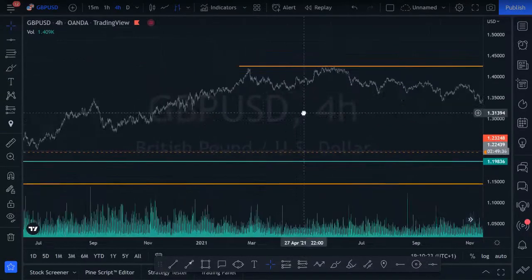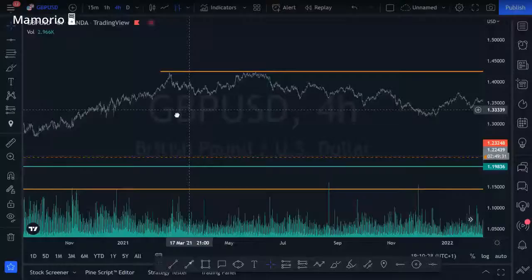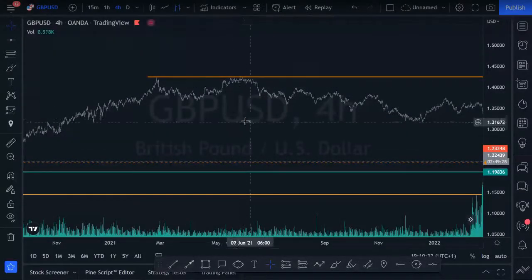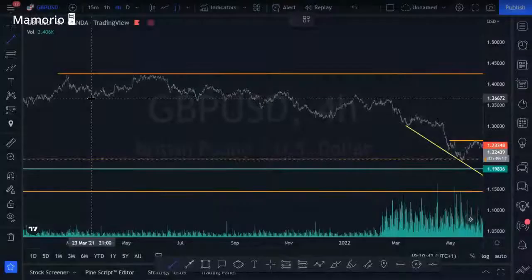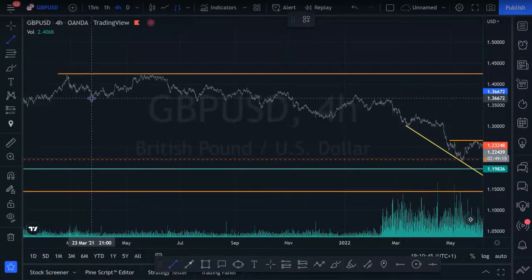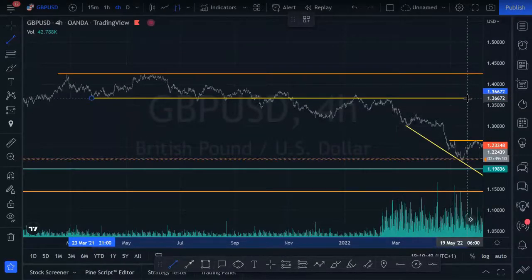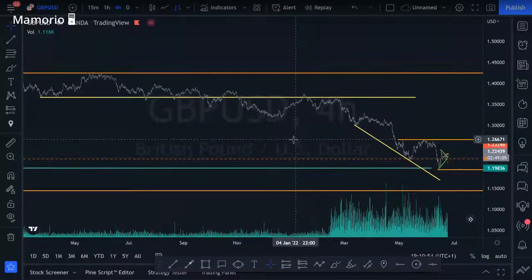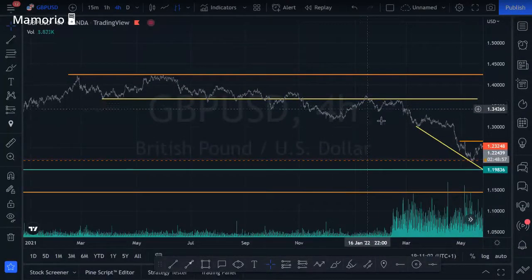So you can see the market tried to make higher highs, but it was unable. It tried to break again, it was unable. Then you can see it broke the market, so you can draw a line here. And you can see how the market was coming down. It broke that structure and we retested it at this area.